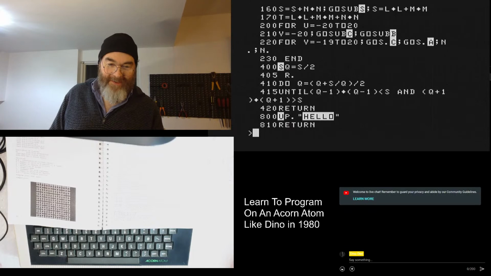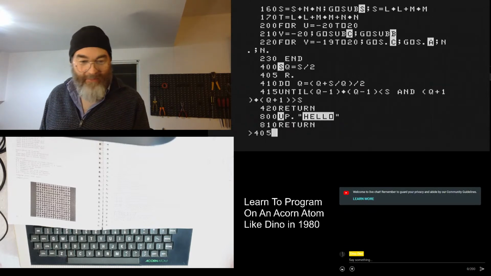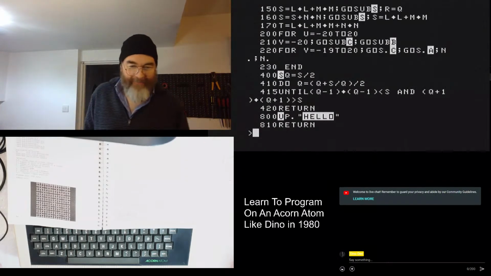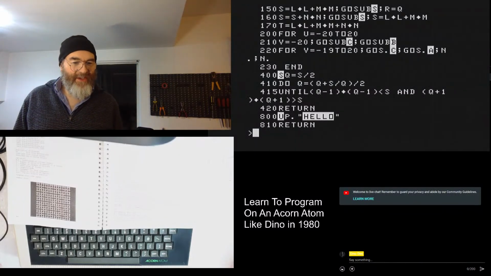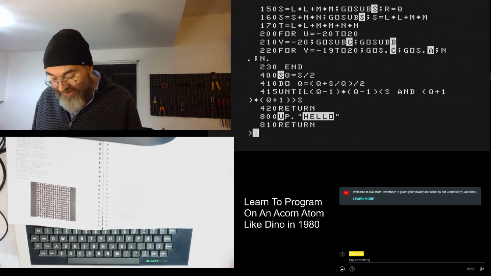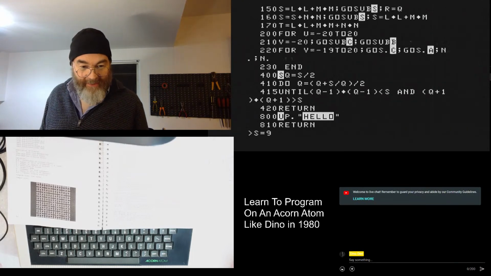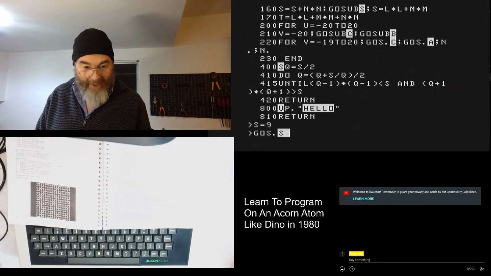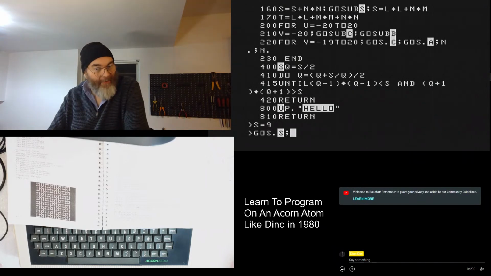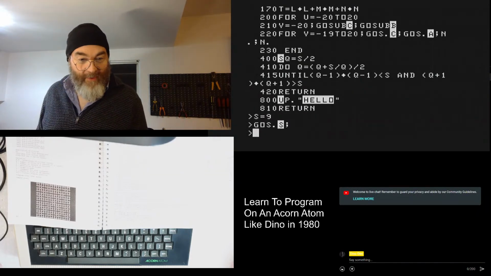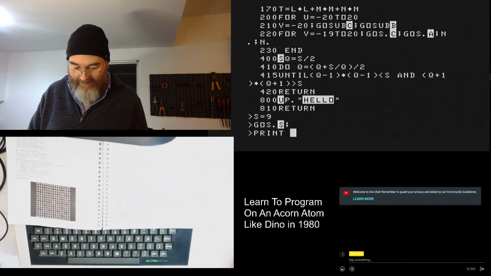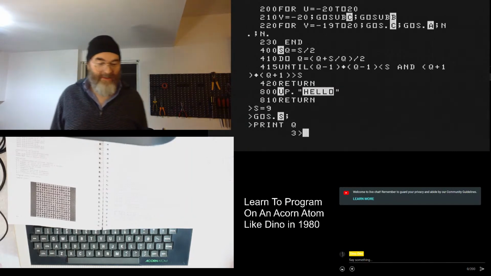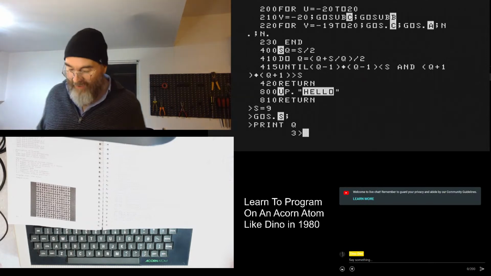All I need to do to fix this is remove line 405. I think that deleted that. Oh dear. Right, and now let's try this again. So we're going to say S is equal to 9, and we do GOSUB our square root function, semicolon, and then we're going to print the result. 3. The square root of 9 is 3. This is good. So I think our square root function is now working.